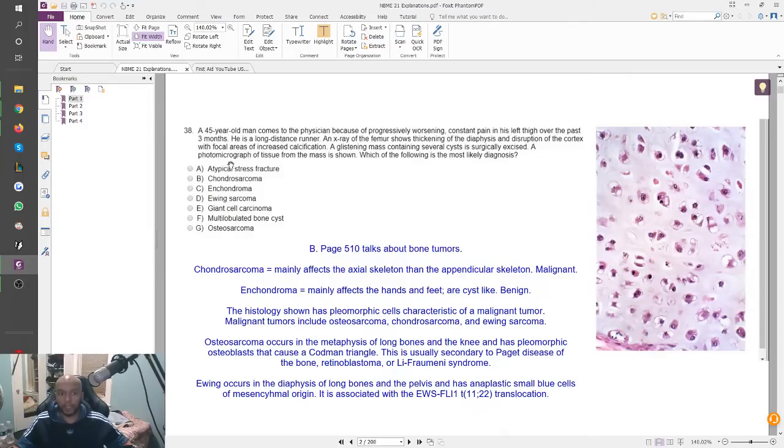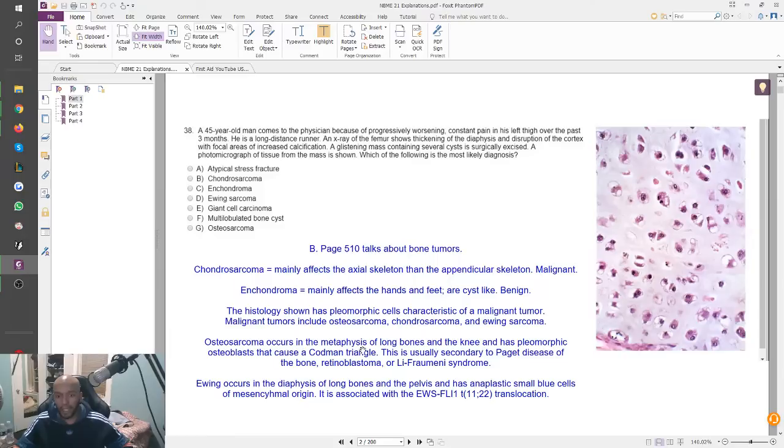And it was clear that at this age, whatever they're talking about in this patient, something malignant has happened, right, with the focal areas of increased calcification, them having to do a surgical excision of it. So chondrosarcoma was the best answer choice to pick. The histology shown has pleomorphic cells, characteristic of malignant tumors. Malignant tumors include osteosarcoma, chondrosarcoma, and Ewing.